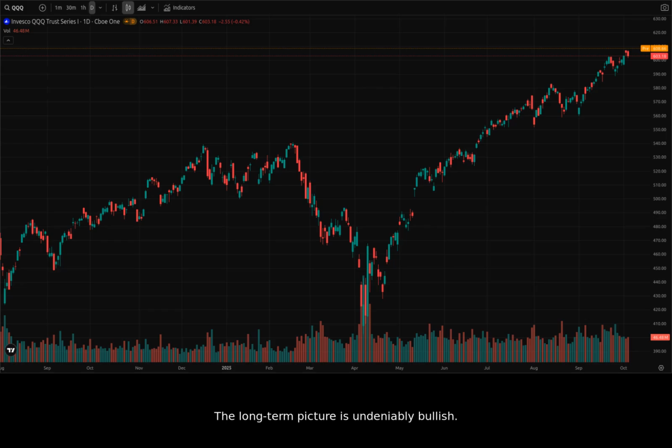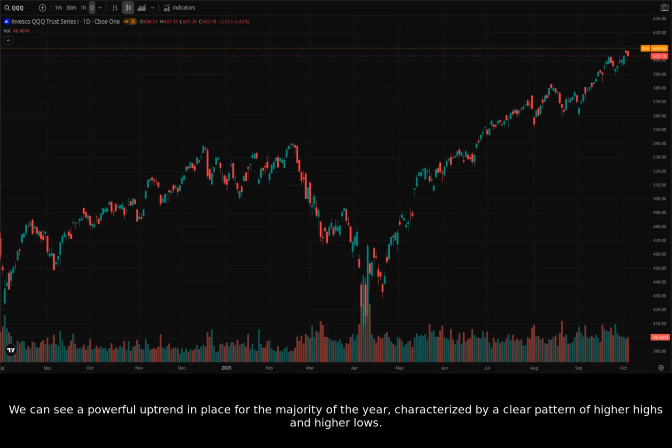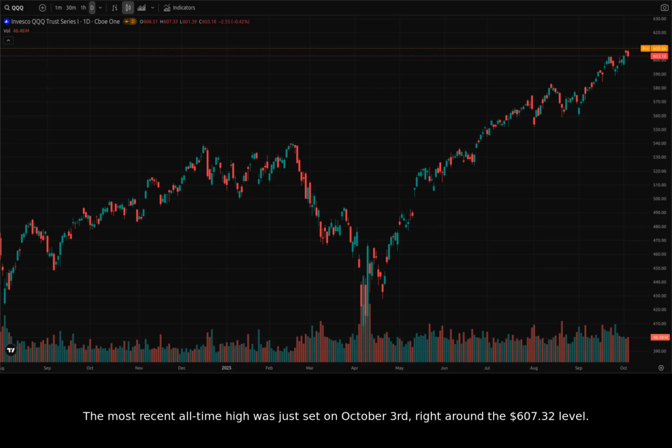The long-term picture is undeniably bullish. We can see a powerful uptrend in place for the majority of the year, characterized by a clear pattern of higher highs and higher lows. The most recent all-time high was just set on October 3rd, right around the $607.32 level. This level now acts as our immediate and most critical resistance.